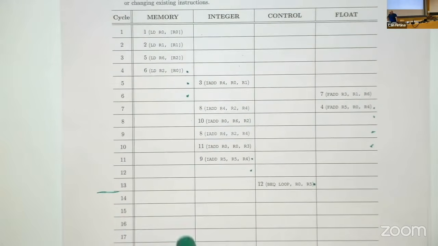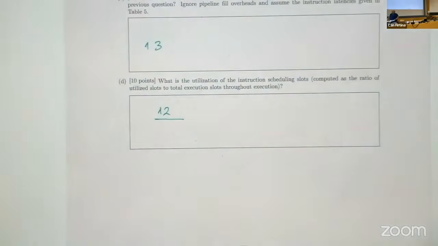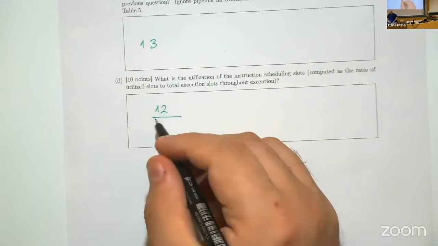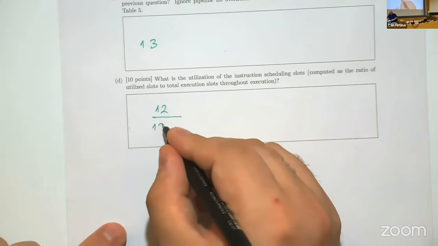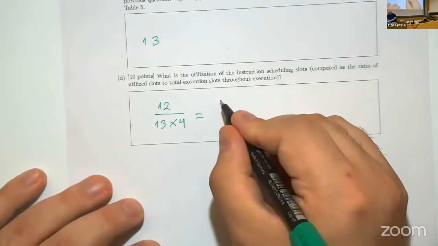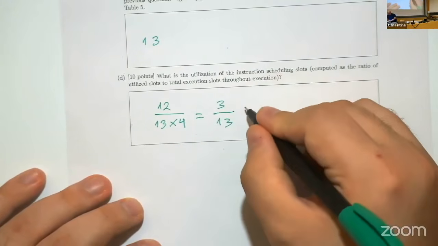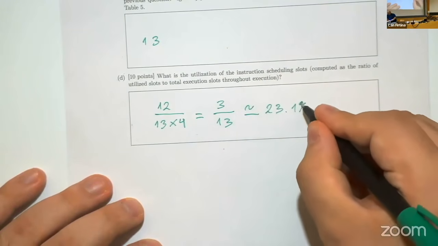And since we know that the program took 13 cycles to finish, we know basically that for each of these cycles, I have 4 slots that I can use. So the total number of available slots is just 13 times 4, right? It's just literally the number of boxes in this table during the run of the program. So here, this is going to be 12 divided by 13 times 4, okay? And if you do the math here, this works out to basically 3 over 13, which would have been fine, but because I have my cheat sheet here, this is approximately 23.1%.